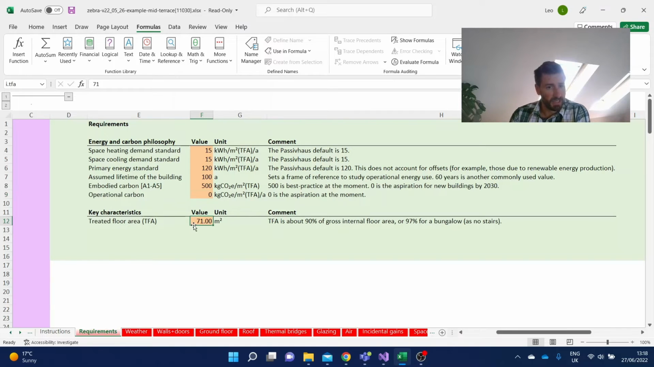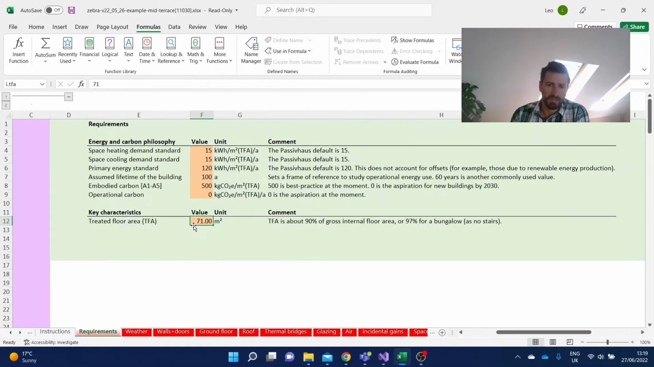In the next section, we have the basic building characteristics. So at a complexity level of 1, you just define the treated floor area. The treated floor area is the usable area by humans, so it would include, for instance, the floor area within a room, but it wouldn't include the voids for walls or service ducts, for instance.